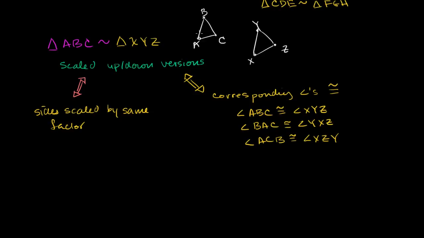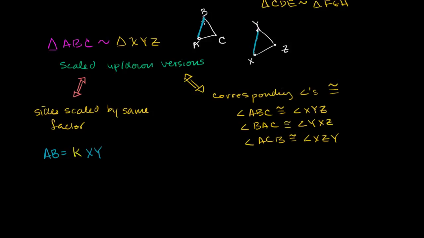If we're saying that these two things right over here are similar, that means that corresponding sides are scaled up versions of each other. So we could say that the length of AB is equal to some scaling factor, and this could be less than 1, times the length of XY, the corresponding side. And I know that AB corresponds to XY because of the order in which I wrote this similarity statement. So some scaling factor times XY.